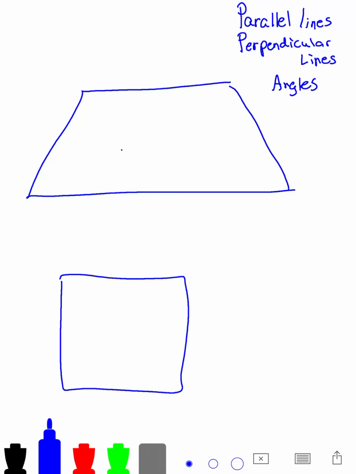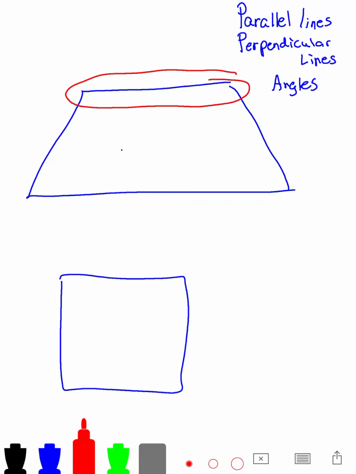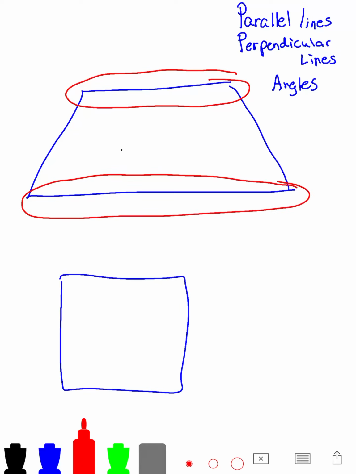So we're going to take a look at a couple shapes and identify parallel lines, perpendicular lines, and angles in these shapes. So in this first one, I noticed that this top line and this bottom line are going to be considered parallel. They would not cross paths if they extended out further, and they're opposite of each other.